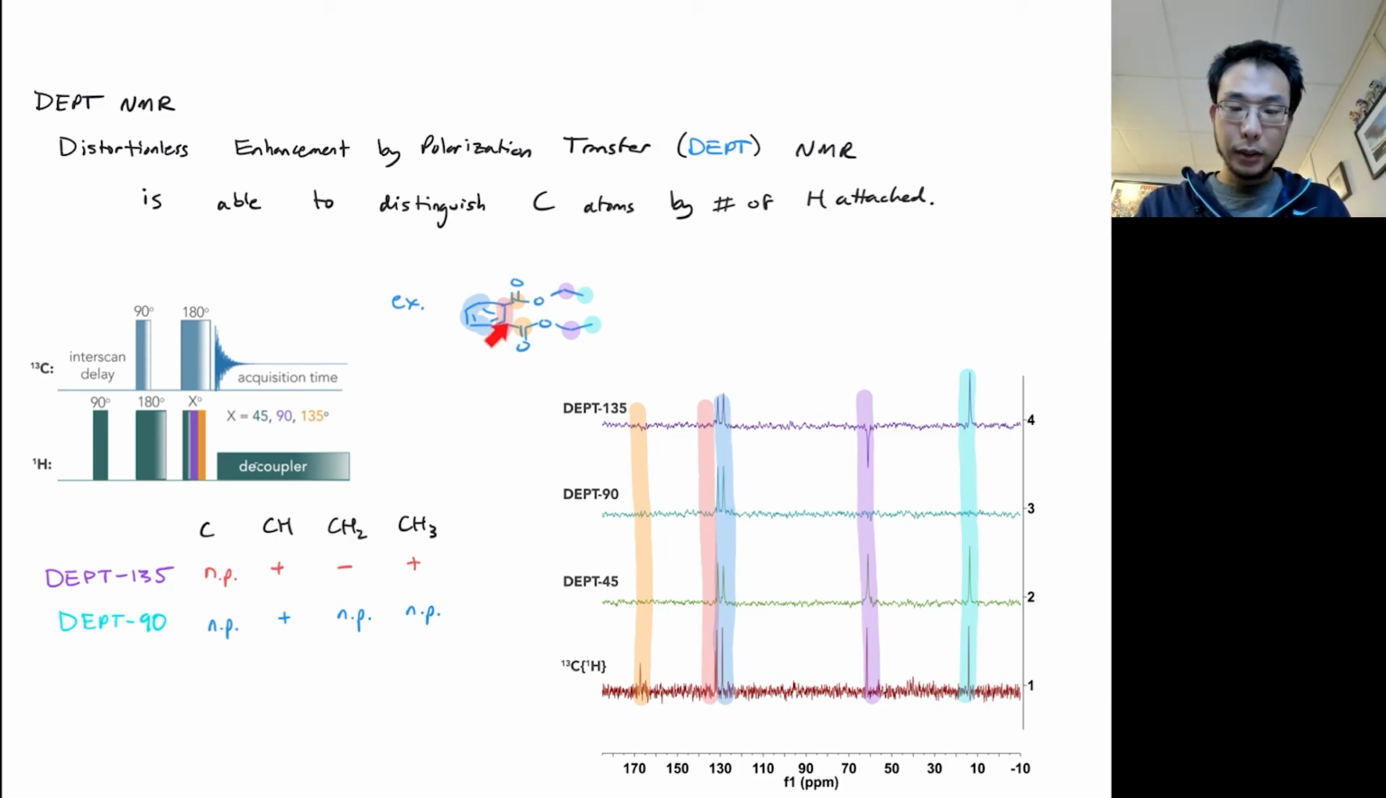The last two carbons of the aromatic ring here are not attached to any hydrogens. Neither are the carbons of the carbonyls. So both those shown in orange and red, this red one being the slight sliver right here, both of those have no signal except in the non-DEPT spectrum. So DEPT NMR can be a very useful tool to help us pick between different types of carbons based on how many hydrogens we expect to be attached to those carbons.